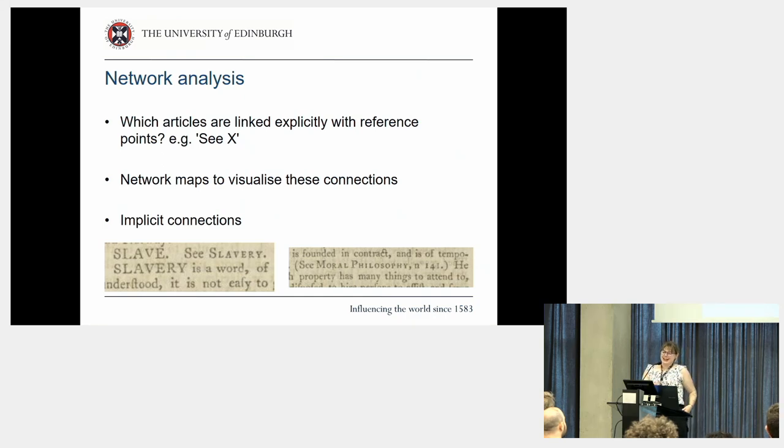Network analysis is an aspect of the research I haven't dug into too much at this point, but it's something I'm very excited about. So what I'm hoping to do is map which articles are related to each other by the editors of the encyclopedia or the authors. So this takes the form in the CX phrasing, where one article will redirect to another one, telling you where you should then go on to look at more sources of information. So here, in the examples, slave directs to slavery, and within the body of the slavery article, the reader is directed to moral philosophy, so you can see how these networks start to evolve.